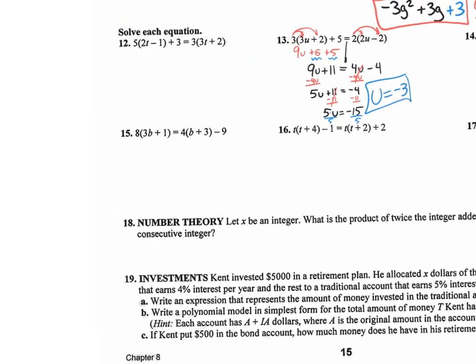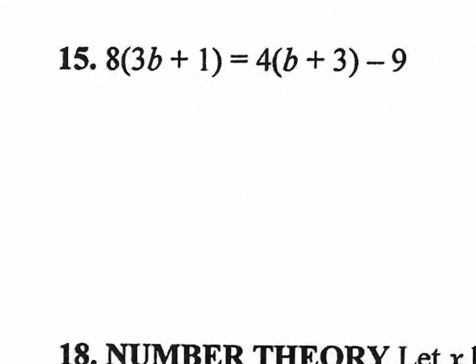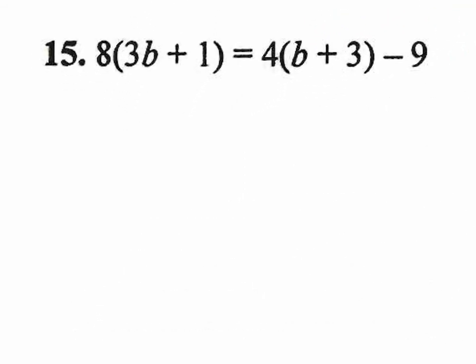I don't know if you've noticed, but on this video I'm doing the odd ones only. But on number 15, we need to distribute, combine like terms if possible, and then worry about getting b by itself on one side. So when I distribute 8 times 3b, that is 24b. When I distribute 8 times 1, that is 8.